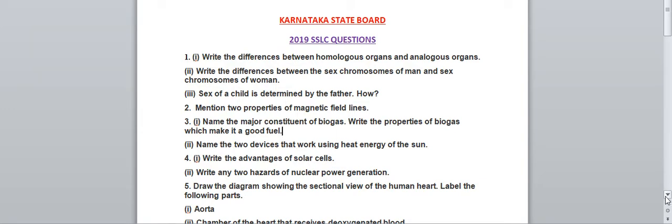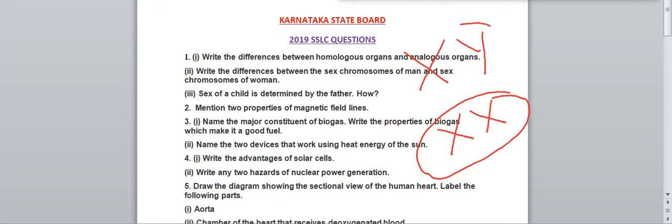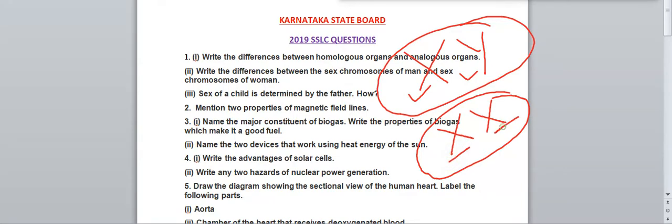The next question is, write the differences between the sex chromosome of man and sex chromosome of woman. You know that in man, the sex chromosomes are in the form of X and Y. But in woman, the sex chromosome is in the form of XX. So in man, you can write there are two chromosomes, one is X and one is Y. But in woman, the two chromosomes are similar, that is X and X. So this is the difference between the sex chromosome of man and woman.